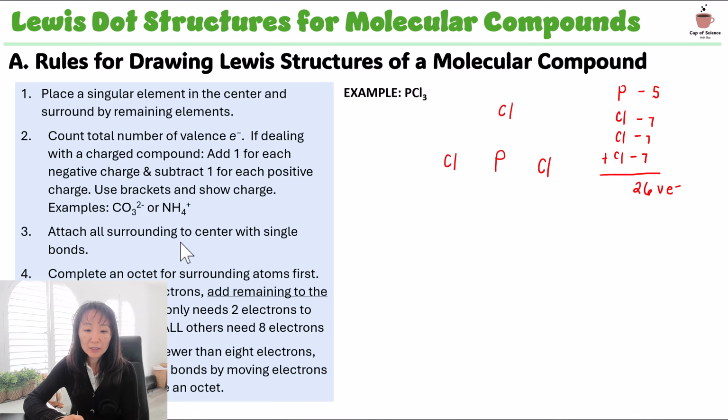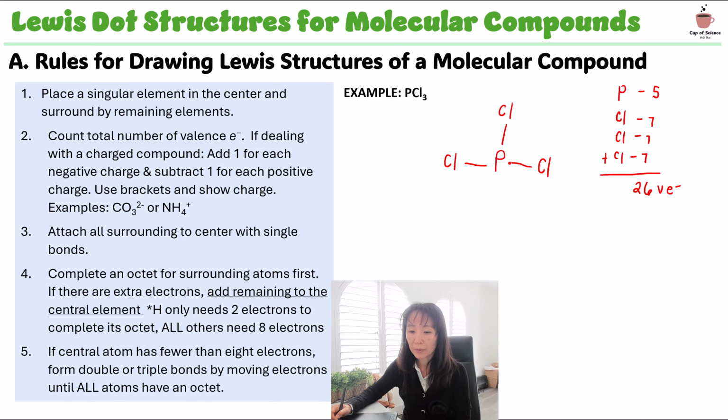Attach all surrounding atoms to the center with a single bond, says rule number 3. So I'm going to go ahead and place single bonds from outside to the middle. Remember that a single bond represents how many electrons? 2 electrons. So therefore, I'm going to subtract 2, 4, 6 from the valence electrons. So minus 6. Now I have 20 left over. So the 6 electrons I have used are the single bonds here.